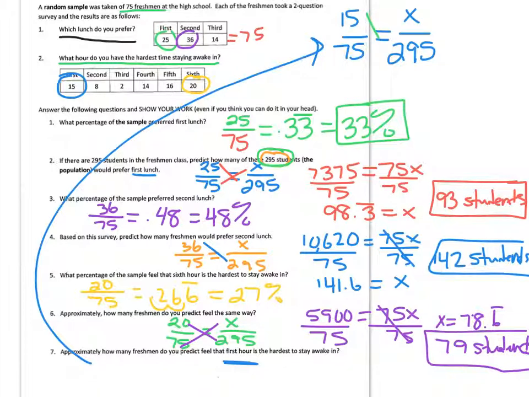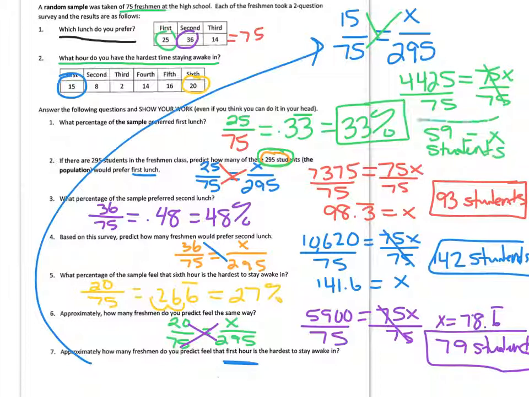So we have 15 times 295 gives us 4,425, and then equals 75x. So then finally, to solve that, you would divide both sides by 75, and you would get x equals 59 students. So we would predict that 59 students would think that first hour is the most difficult. So there you have some examples of how to use proportions to make predictions.